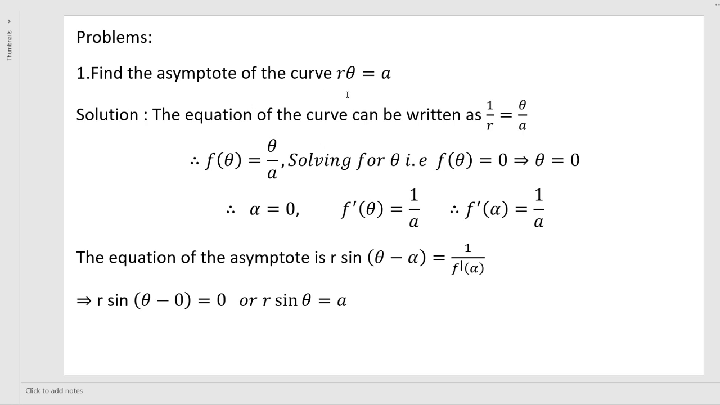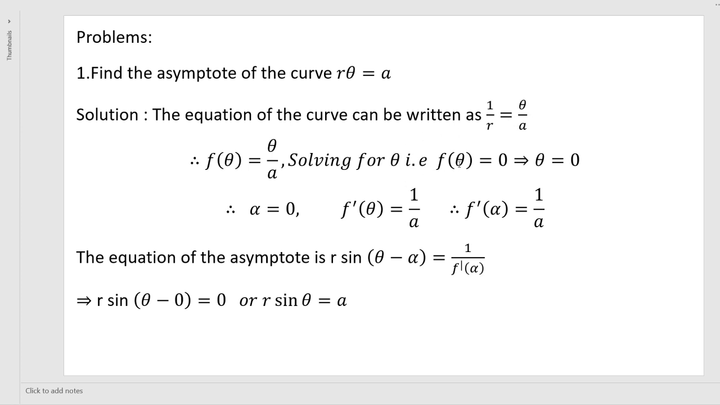Find the asymptotes of the curve r theta is equal to a. The equation of the curve can be written as 1 by r is equal to theta by a. So the polar curve is of the form 1 by r is equal to f of theta. Therefore, f of theta is theta by a.